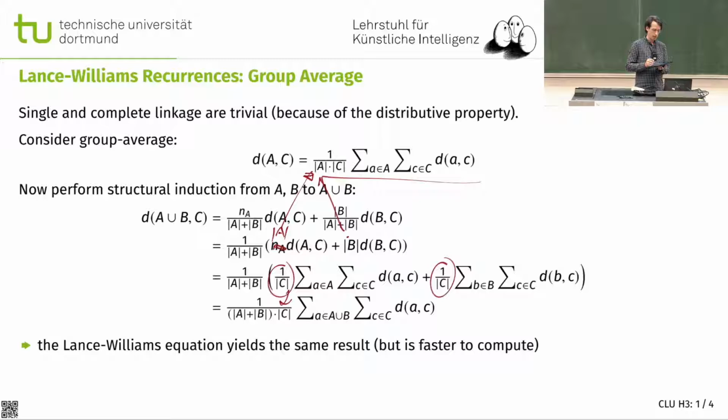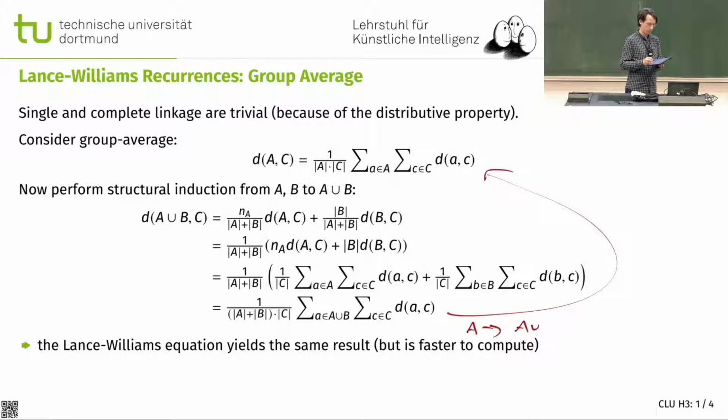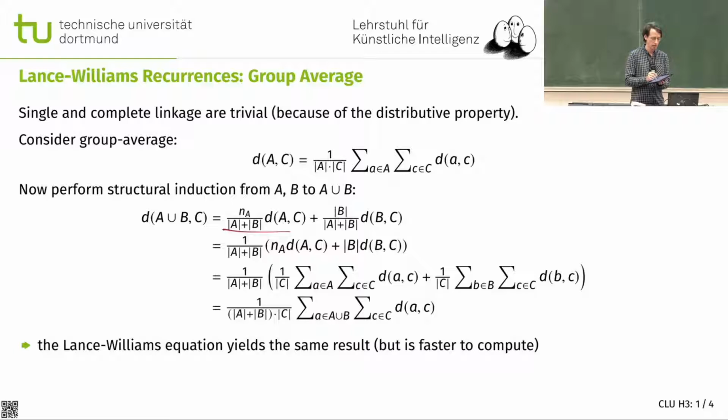And both sums here run over C. So this is the same. And here I'm summing over objects in B. Here I'm summing over objects in A. So I'm summing over both of them. They have to be disjoint. So this is the same. And now what I get is this equation again, where I replaced A by A cup B. So my result is correct. But I now know that I can compute it using this equation.